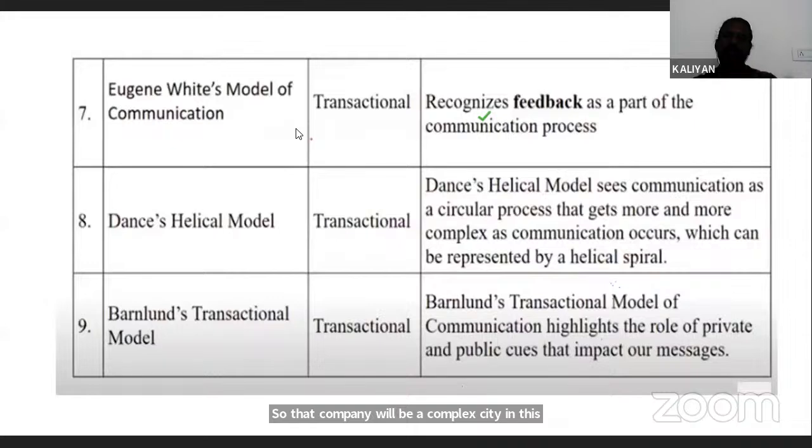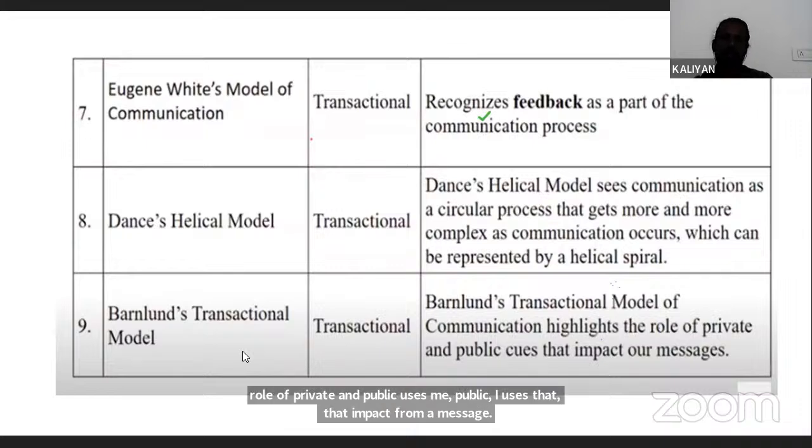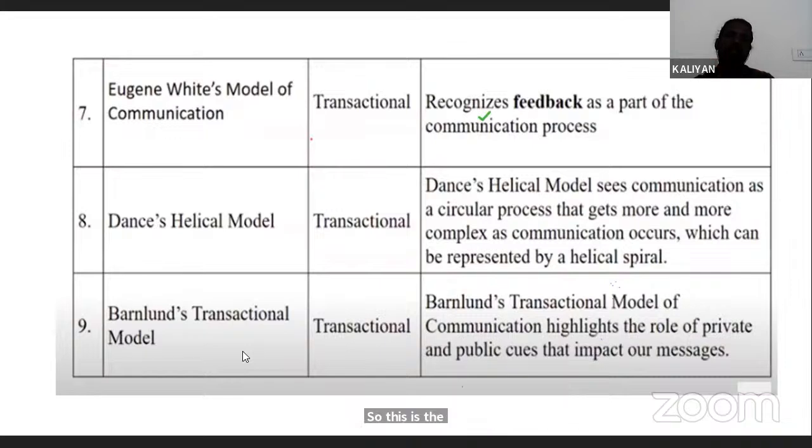Now the difference between these transactional models. First, Eugene White's model of communication recognizes feedback as part of the communication process. The helical model is a circular process, where communication gets more and more complex, which can be represented as a helical spiral. Barnlund's model of communication highlights the role of private and public cues that impact our message. So this is the difference between the transactional models: Eugene White's model, Barnlund's model and Dance's helical model.